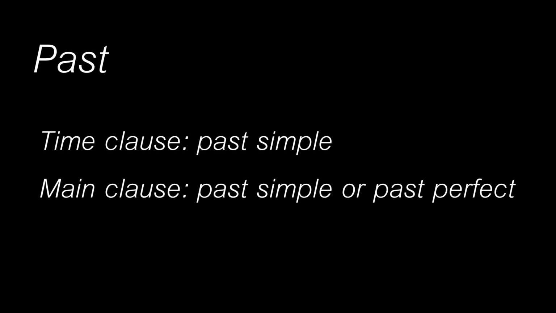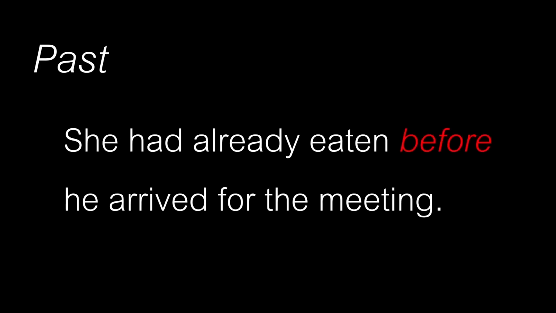What had happened? What happened before something else occurred at a point of time in the past? Time clause, past simple. Main clause, past simple or past perfect. Example. She had already eaten before he arrived for the meeting.